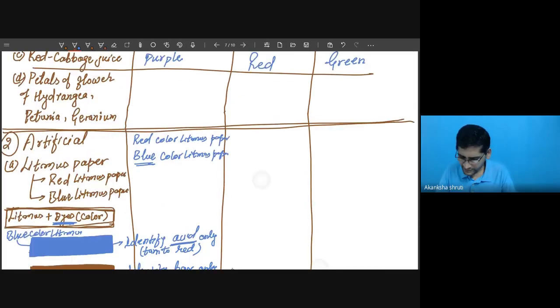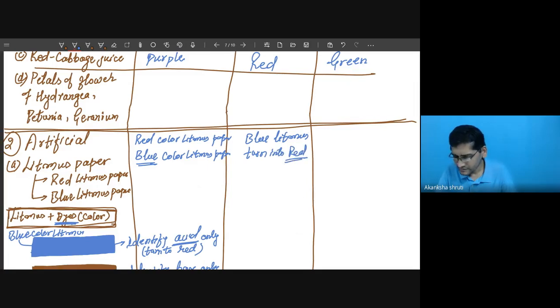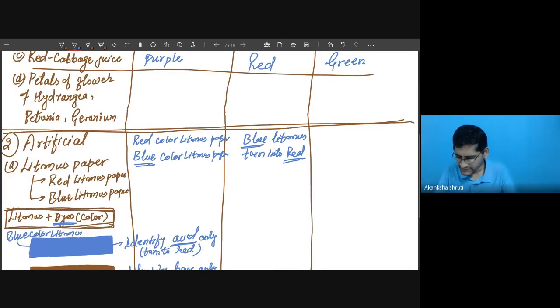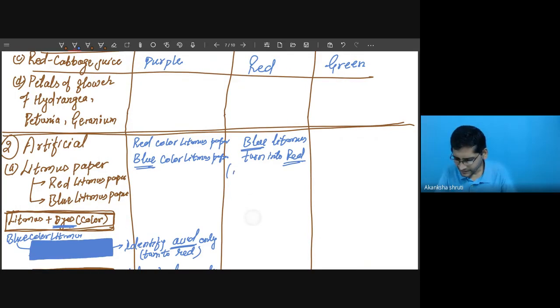So right here, blue litmus turns into red. That you have to keep in mind. Last day I had already explained, red litmus remains unchanged. So this blue litmus and red litmus cannot be a universal indicator.